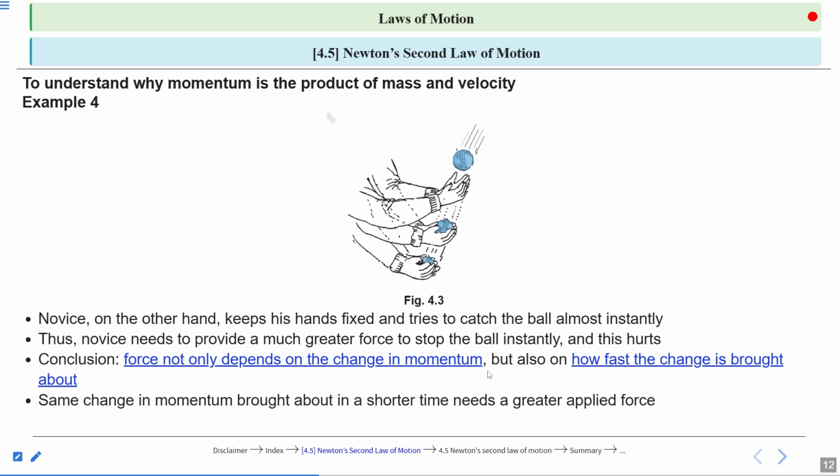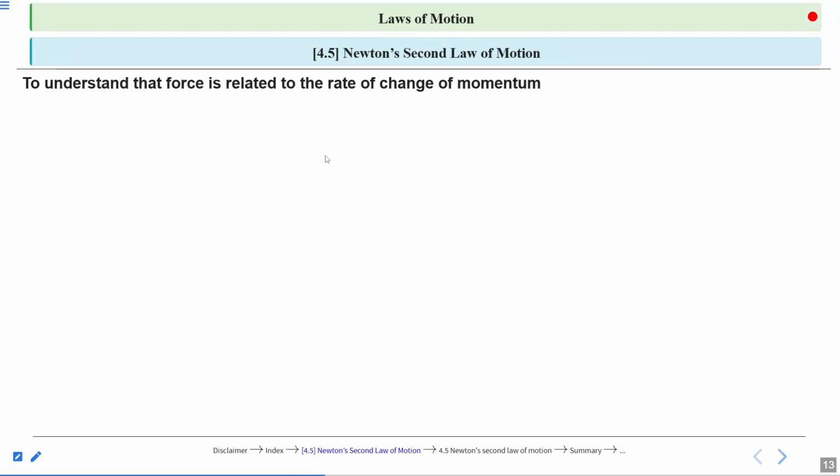Due to larger time, smaller force. And for a shorter time it needs a greater force, a greater applied force. In short, the greater the rate of change of momentum, the greater is the force. So here the rate of change of momentum is directly proportional to force. Clear? So to understand, the force is related to the rate of change of momentum.